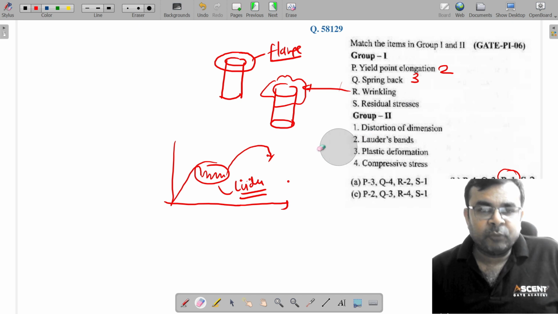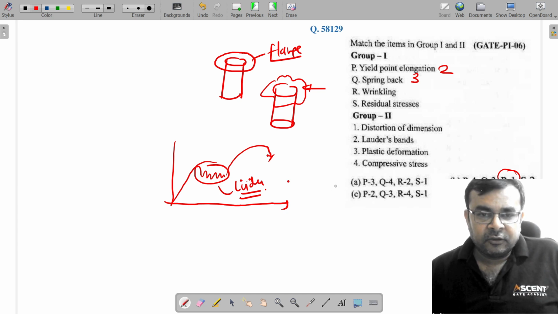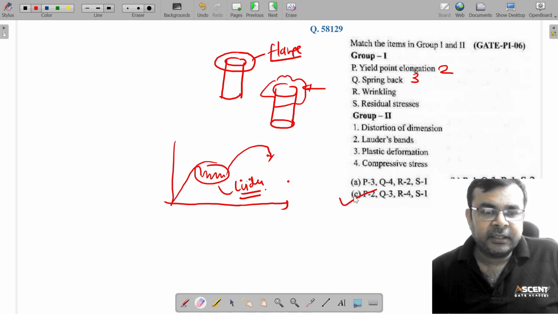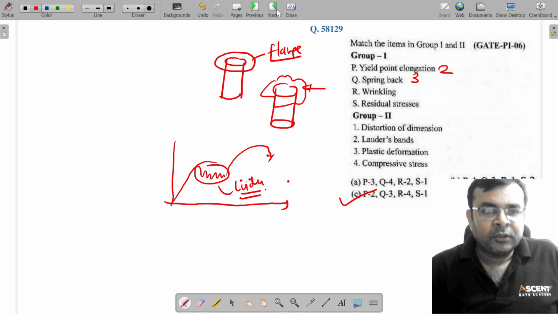So if you give the most appropriate answer, you just select yield point elongation as Luder band, slipping of Luder band. And with respect to this, if I give the answer, then here we have P2 and spring back is 3. So the correct answer is option C. Correct, because none of the answers is perfectly correct here. So here we need to choose the most appropriate answer only.